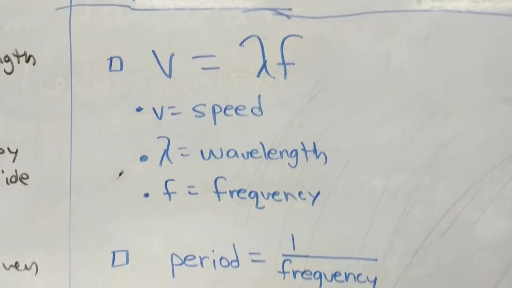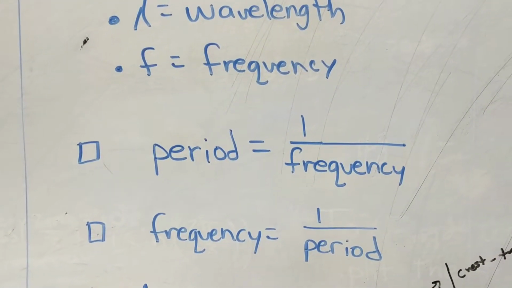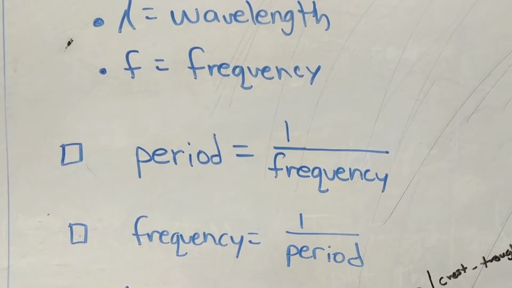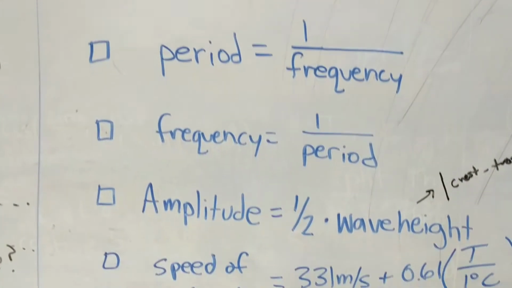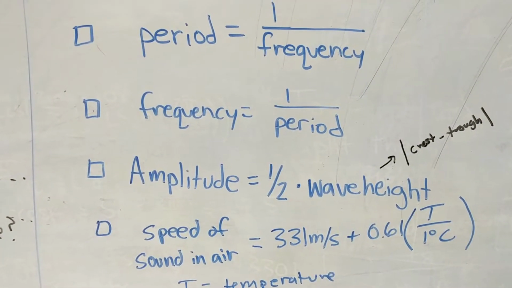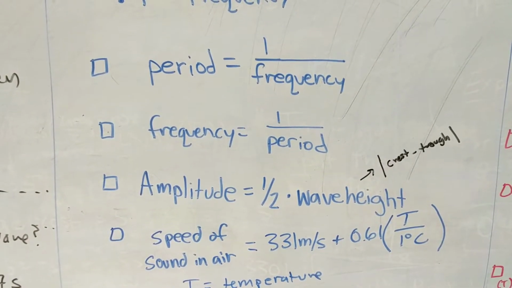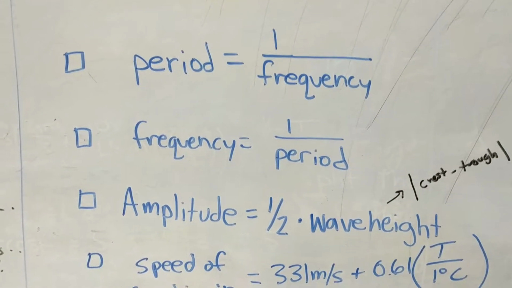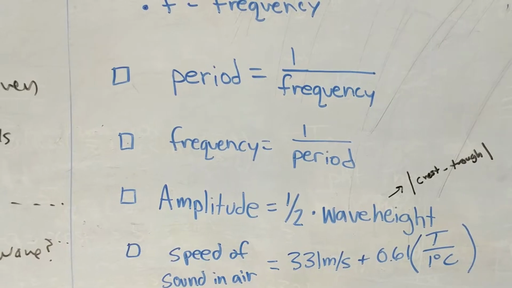Okay? Now, right here, the relationship between period and frequency. Period and frequency are reciprocals. That means they are one over the other, as you can clearly see here. The amplitude, which is the relative height of a wave, the distance from the midpoint to either the crest or the trough, is equal to 1/2 times the wave height. The wave height is the distance between the crest and the trough. Okay, we're not really going to be using that one for this class, but I figured it was important.